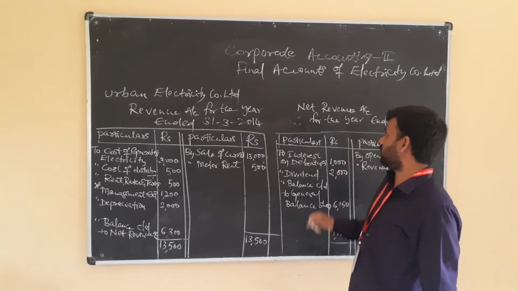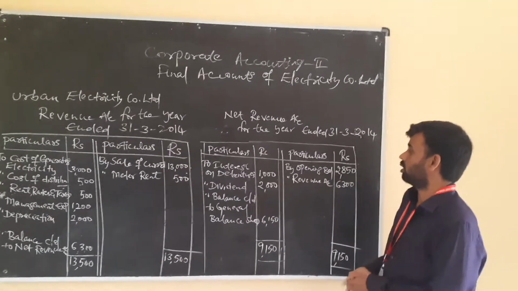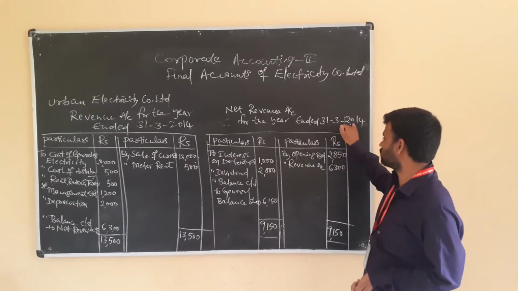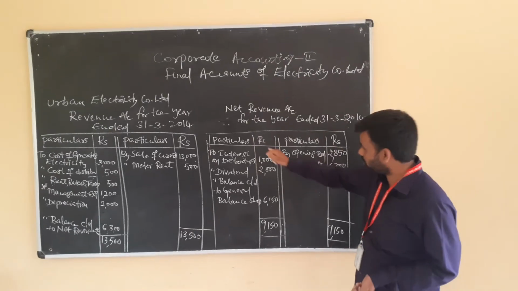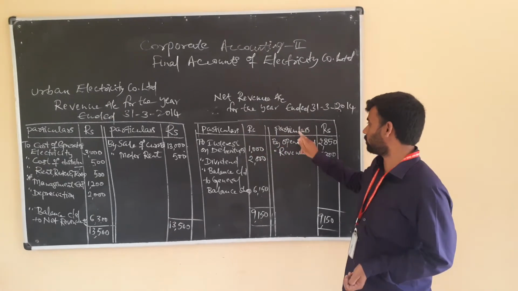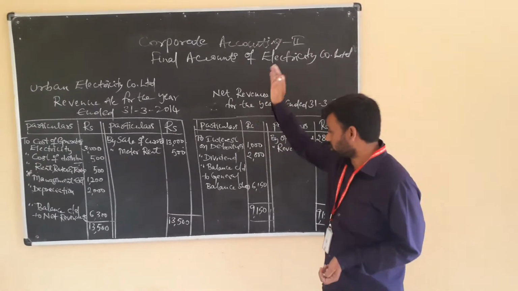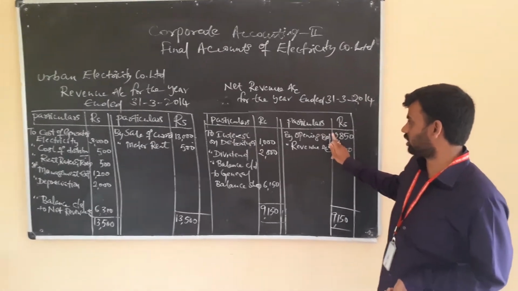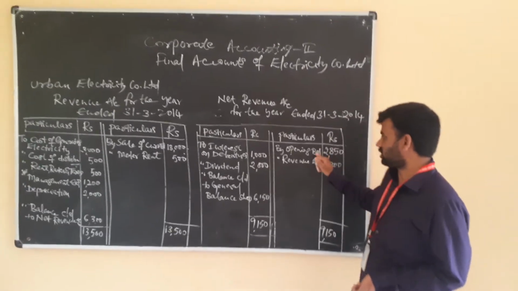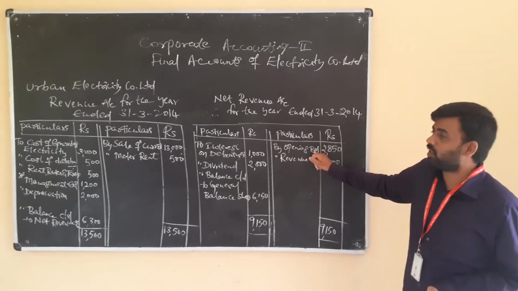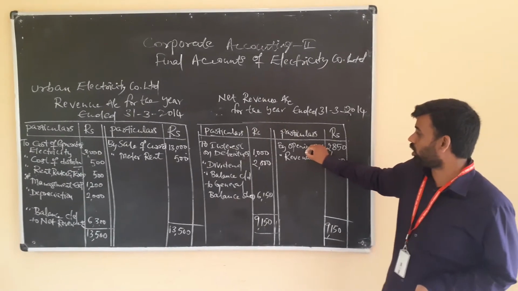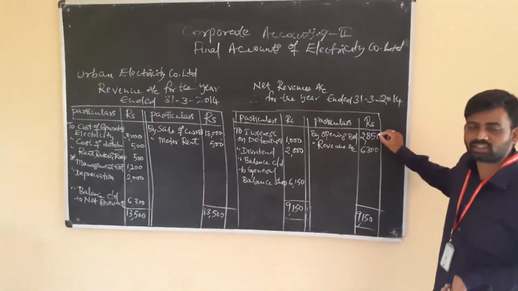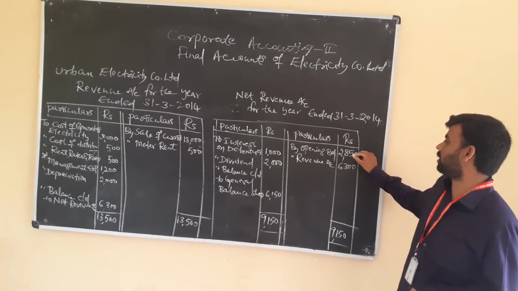Let's go to the net revenue account. First, write down the net revenue account for the year ended 31st March 2014. Again, make four columns: particulars, rupees. This indicates debit side, this indicates credit side. First and foremost thing you need to do in the net revenue account is record opening balance given in the trial balance. Usually it is given in the credit side of trial balance.